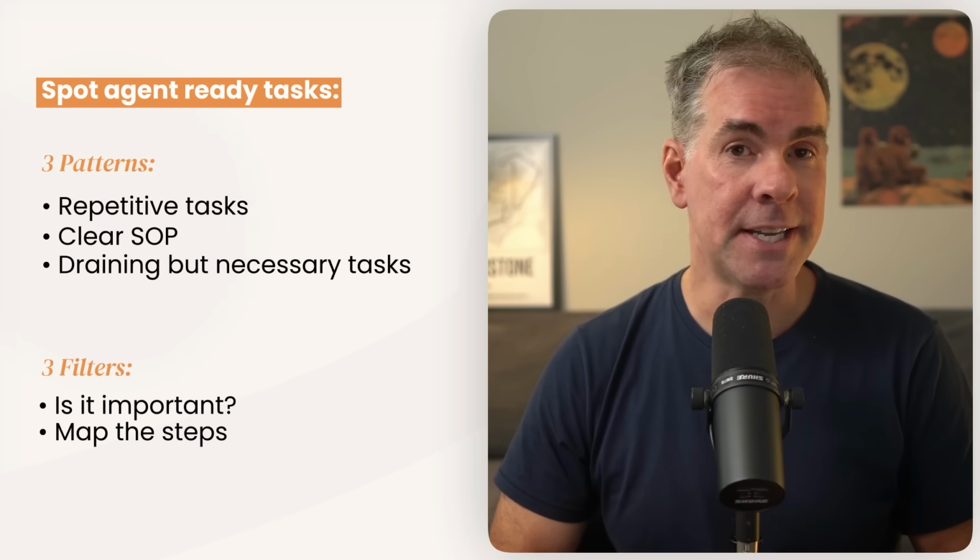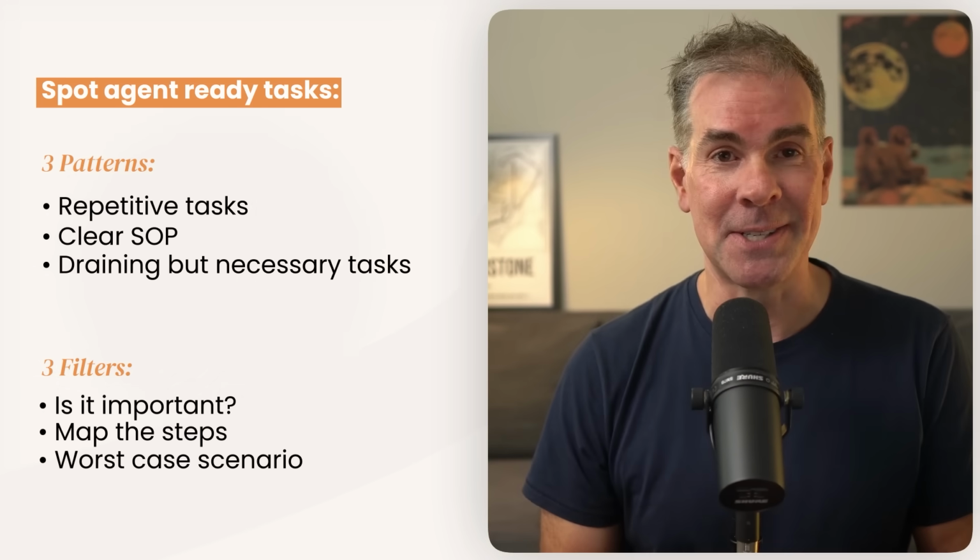And then the third filter is, what is the worst case scenario? So if your agent royally screws up, what happens, right? Sending a typo-filled social post, for example, that's not catastrophic. Sending a client the wrong contract, that's a problem.